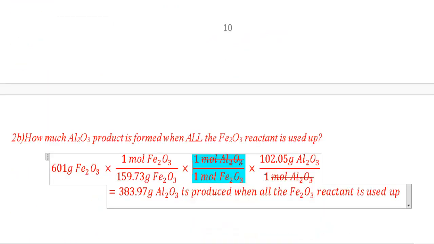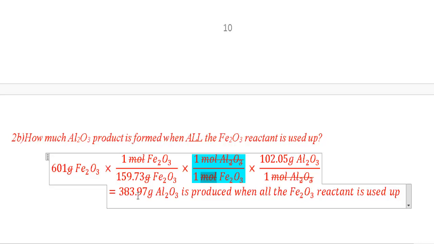And we know that for every 1 mole of Al2O3, there's 102 grams of Al2O3. So the grams of Fe2O3 cancel with the grams of Fe2O3. The moles of Fe2O3 cancel with the moles of Fe2O3. The moles of Al2O3 cancel with the moles of Al2O3. Doing this on my calculator, I get about 384 or so grams of Al2O3 produced when all of the Fe2O3 is used up. So the question you have to ask yourself is, what is the limiting reactant then?